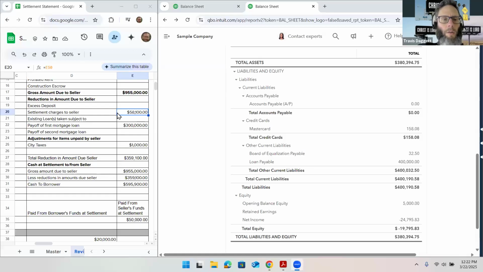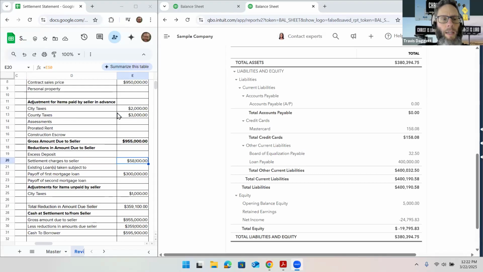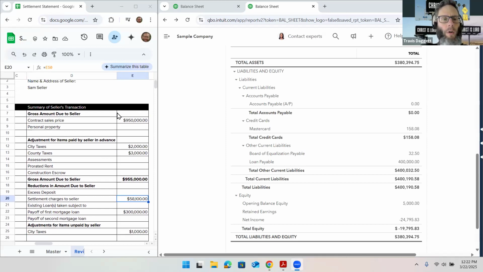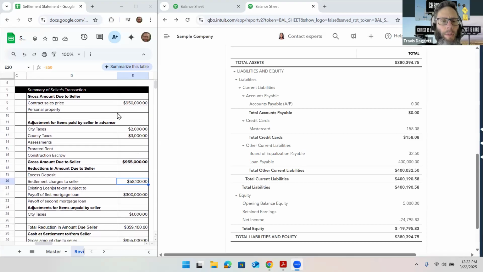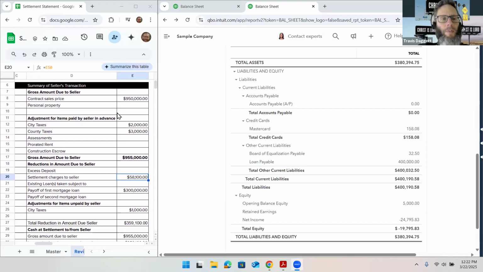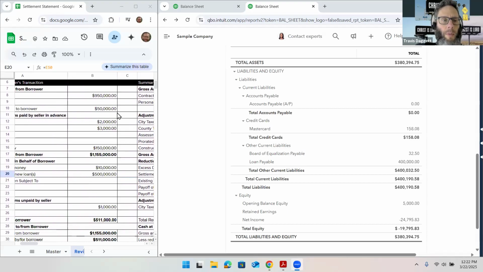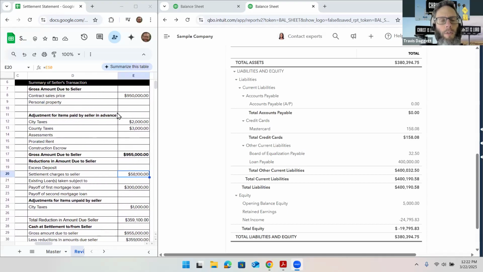So I'm going to start here with a settlement statement. This could be a HUD-1 or an ALTA or any number of types, but they're going to have the same basic types of components. So, of course, it has the buyer and the seller side. We're just going to focus on the seller's side for our purposes here.